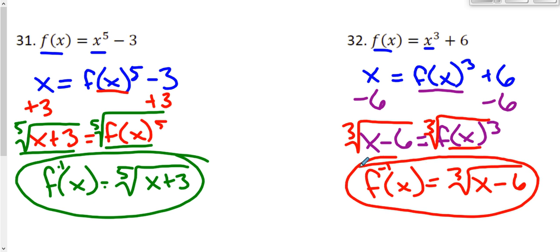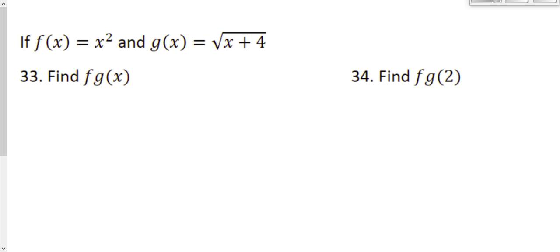Let's take a look at our last couple of questions here. These are our composition questions. We're trying to find, if f of x is x squared and g of x is the square root of x plus 4, we want to find f of g of x. That means that we want to take g of x, this guy, and plug it into f, which is this guy. So we're going to start with the inner function, which is the second function mentioned, g of x. That's the square root of x plus 4.